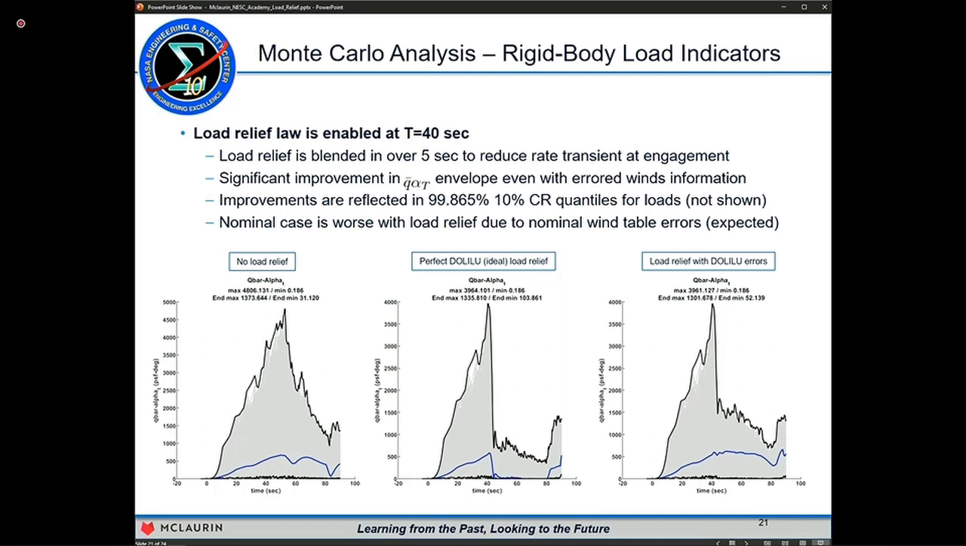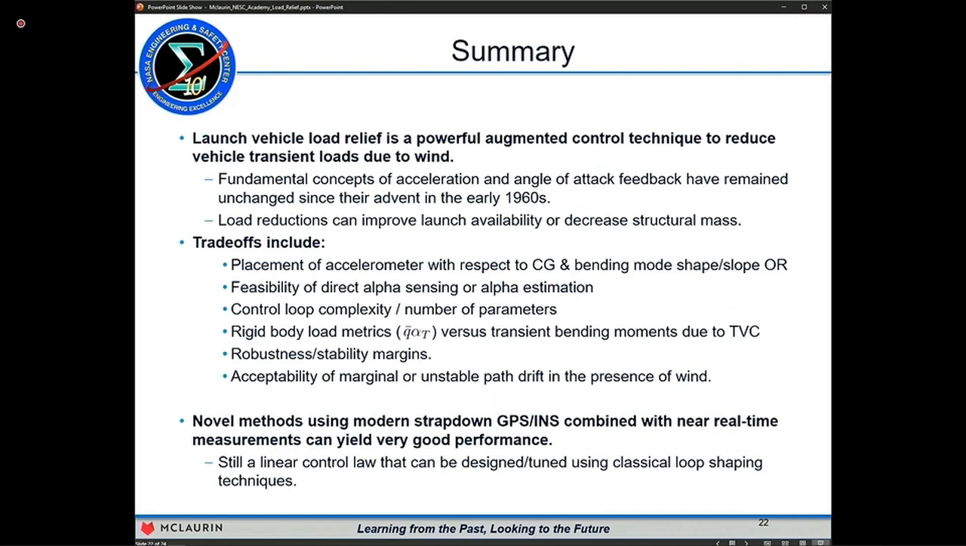Okay. All right. So load relief, in summary, is a very powerful augmented control technique to reduce transient loads due to wind in large launch vehicles. And this is something that's been around since the late 1950s, early 1960s. So these techniques have been essentially unchanged since the early 1960s, and that's because they generally work.